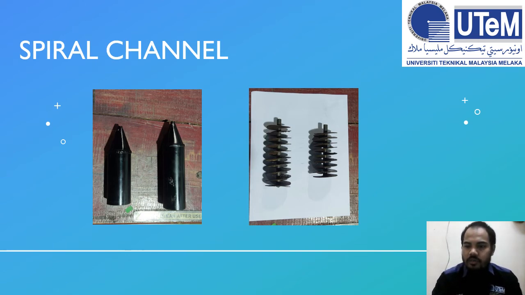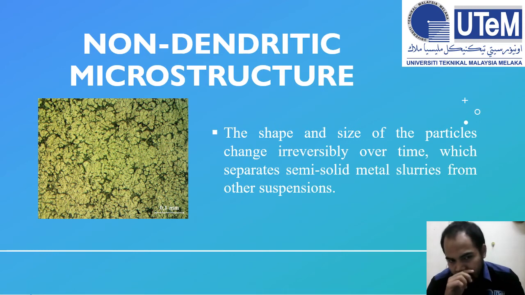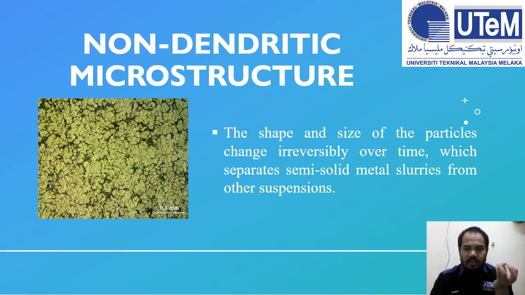Next is the non-dendritic microstructure. This is the result of our non-dendritic microstructure that we took from this specimen. The shape and size of the particles change irreversibly over time, as I explained before.